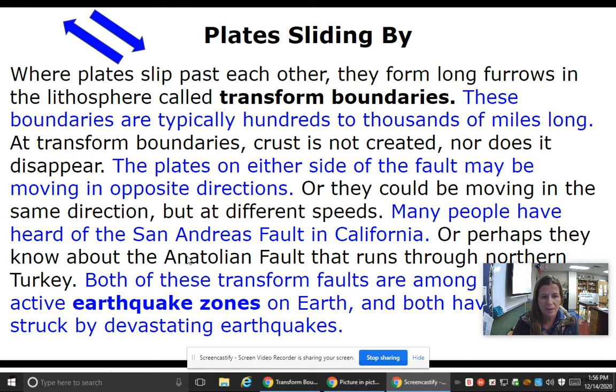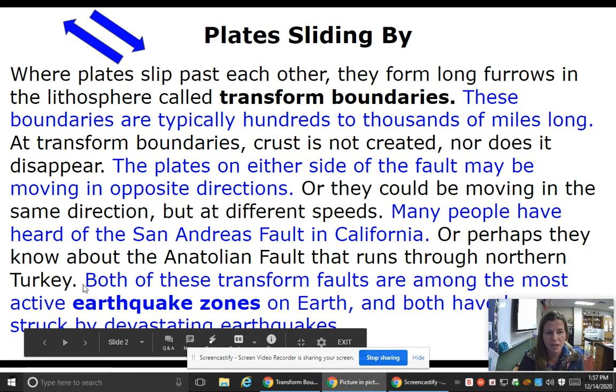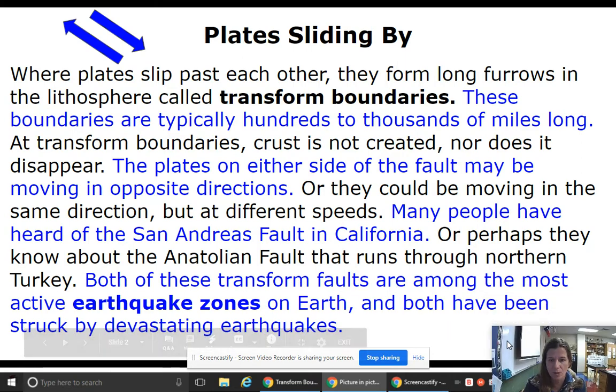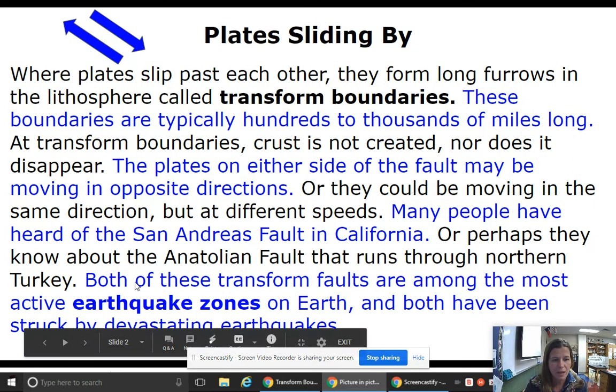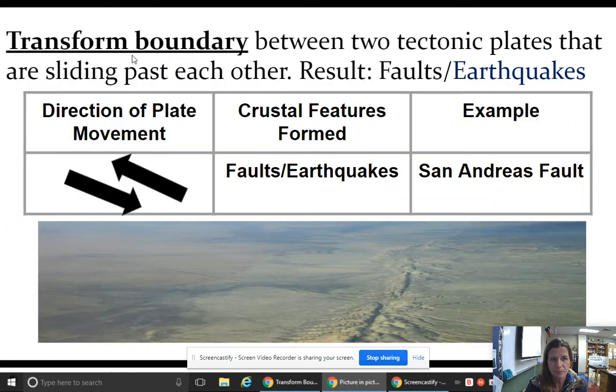Many people have heard of the San Andreas Fault in California, or perhaps know about the Anatolian Fault that runs through the northern part of Turkey. Both of these transform faults are among the most active earthquake zones. Both have been struck by devastating earthquakes, so transform boundaries slide past each other.